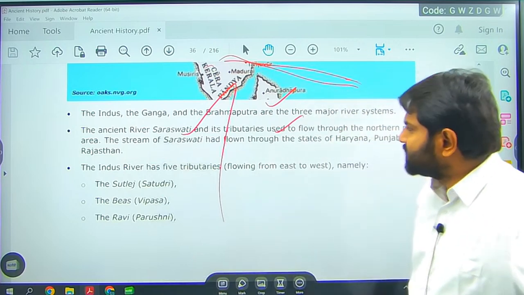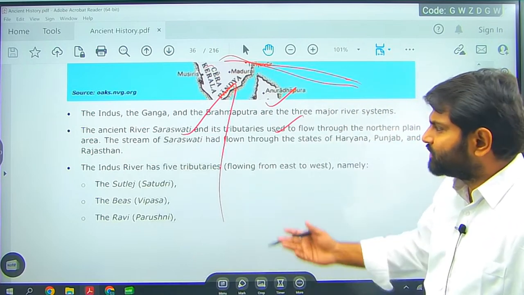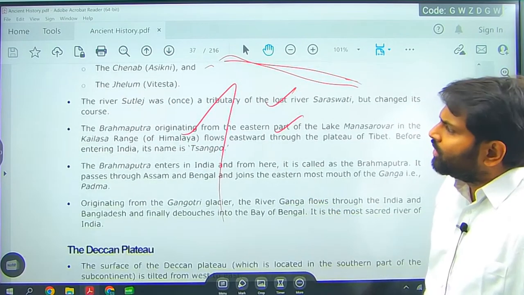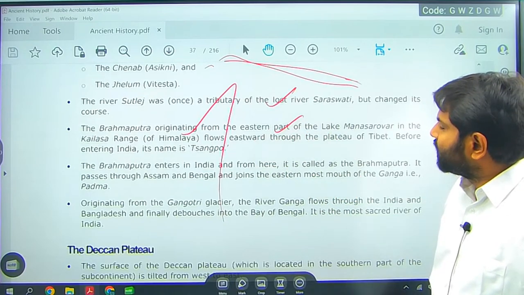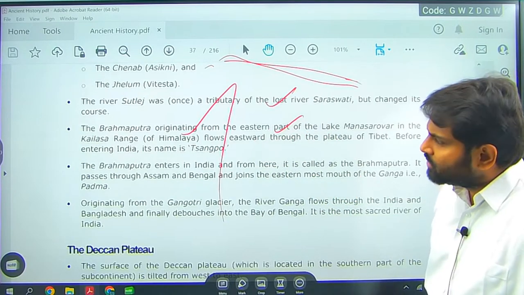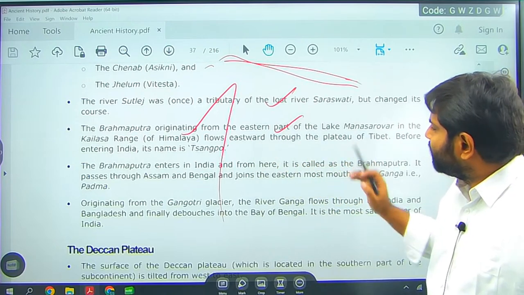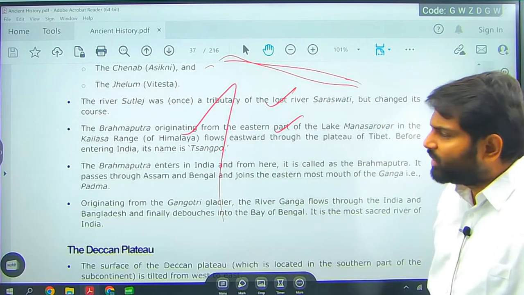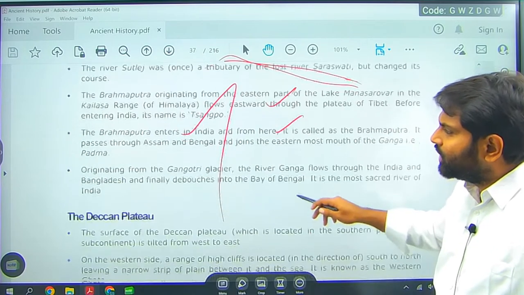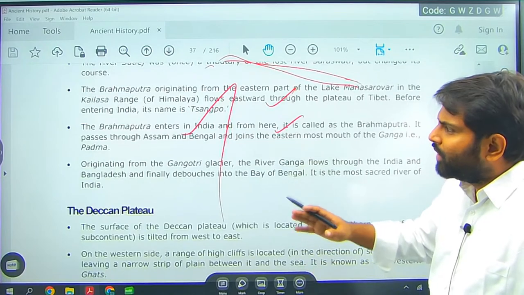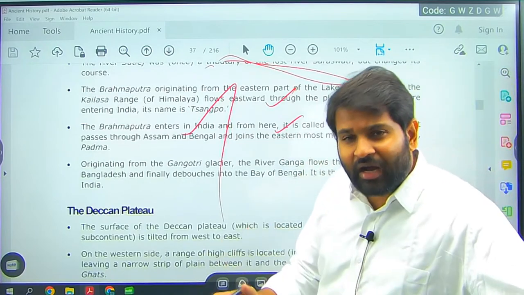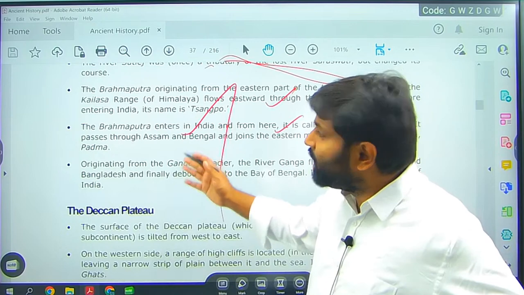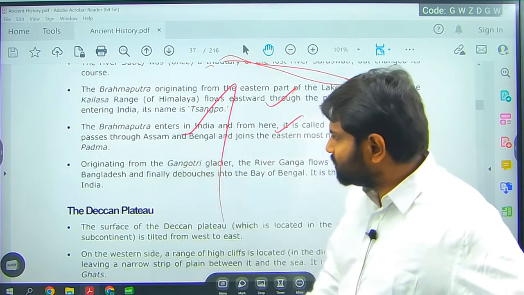The ancient river Saraswati and its tributaries used to flow through the northern plain. The stream of Saraswati flowed through the states of Haryana, Punjab and Rajasthan, but we can't see that right now. The river Satluj was a tributary of the lost river Saraswati but changed its course. The Brahmaputra, originating from the eastern part of Lake Manasarovar and the Kailasa range of the Himalayas, flows eastwards, where it is called Tsangpo before it enters India. Brahmaputra, can you see the name? Ganga, Kaveri, Godavari, Krishna, Brahmaputra.